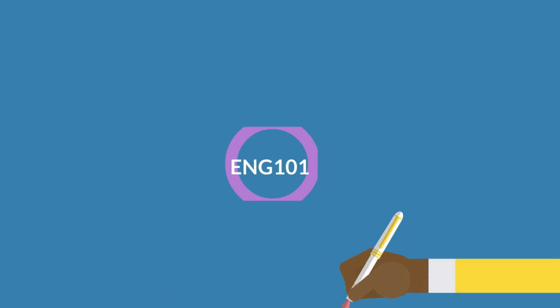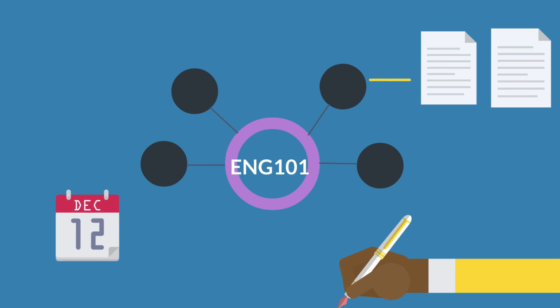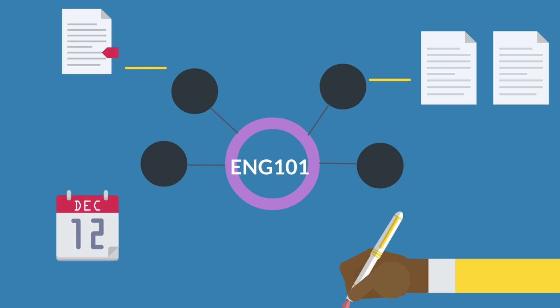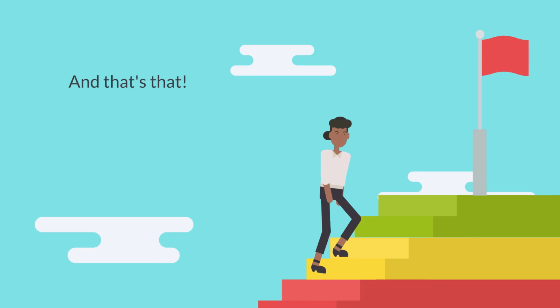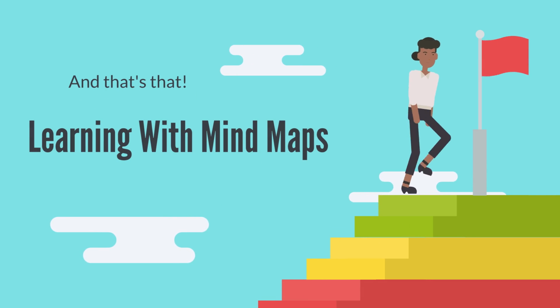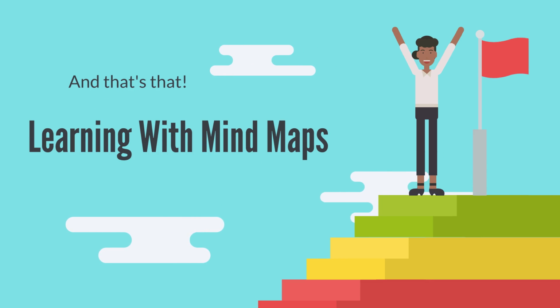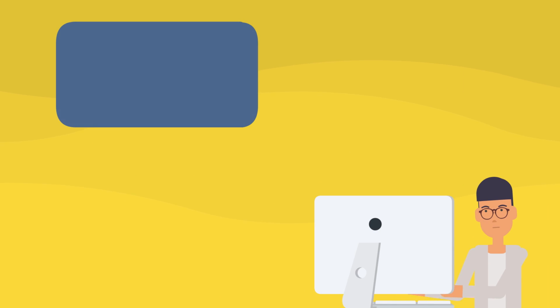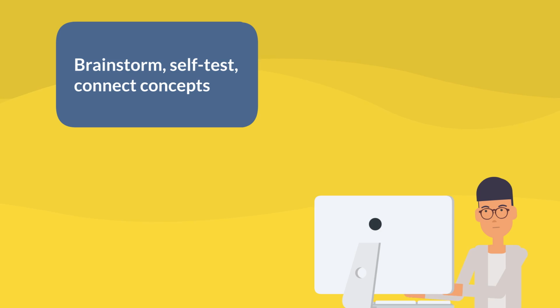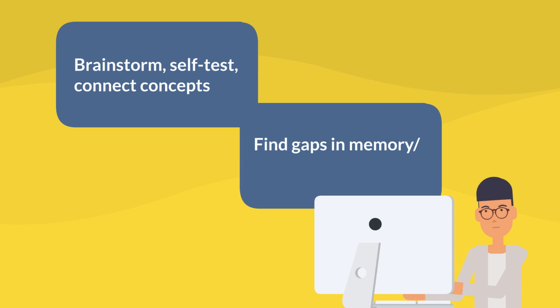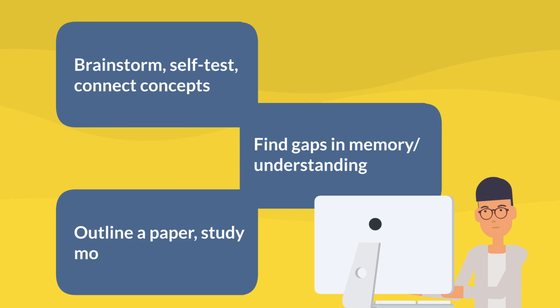Once you create your mind map, refer back to it often and add to it as needed. This will help you build upon your study efforts and reinforce important concepts. And that's that! You've now seen a brief introduction on how to use mind maps in your learning. To recap, mind mapping can be used to brainstorm, self-test, find gaps in memory or understanding, and connect ideas, facts, and concepts. It can help you outline a paper, make sure you're responding to all parts of a prompt, and show you how to use your study time more effectively.